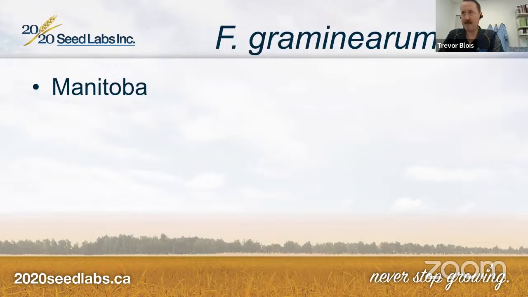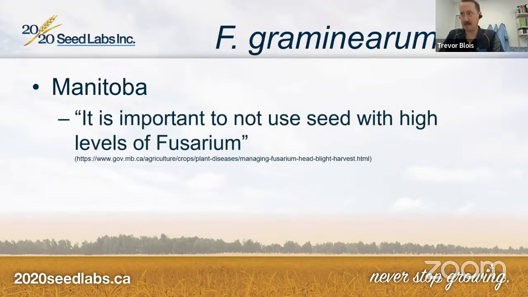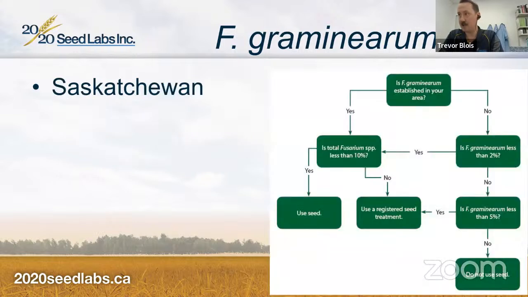Based on the provinces, Manitoba's recommendations say it is important not to use seed with high levels of Fusarium. They don't really say what high levels are. So those recommendations are a little bit difficult to make decisions based on. In Saskatchewan, it's a lot clearer what their recommendations are.